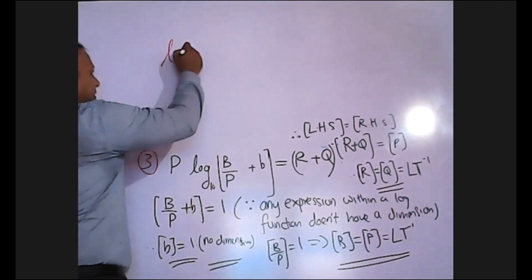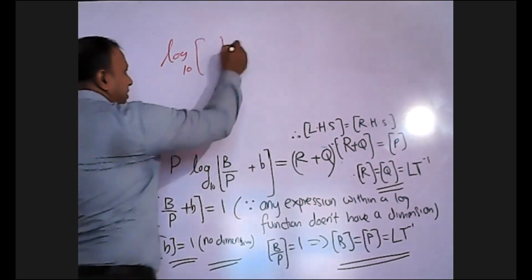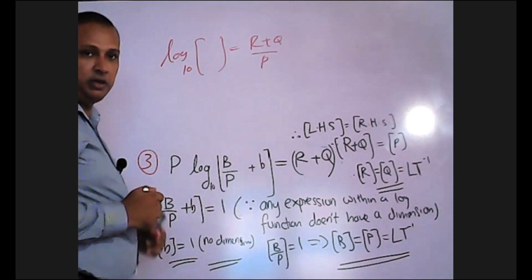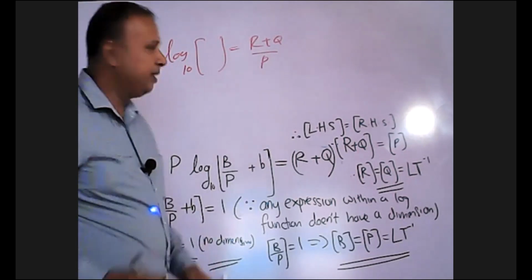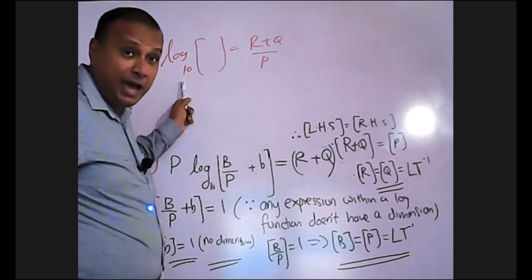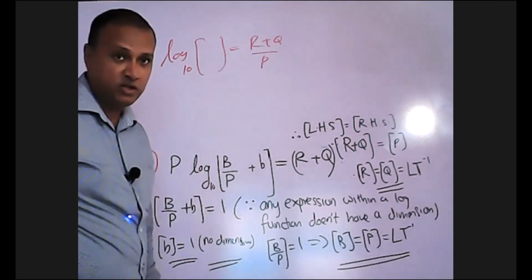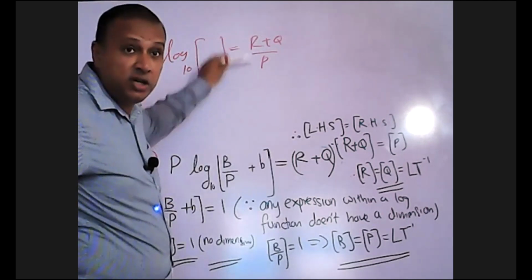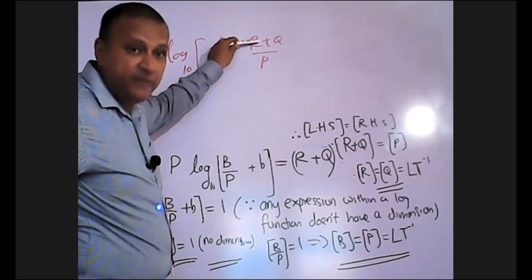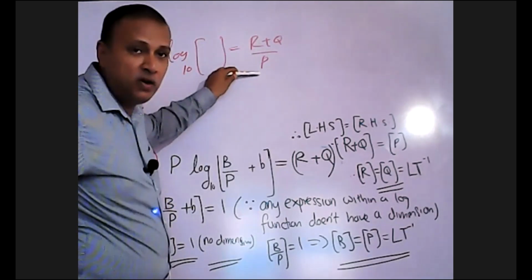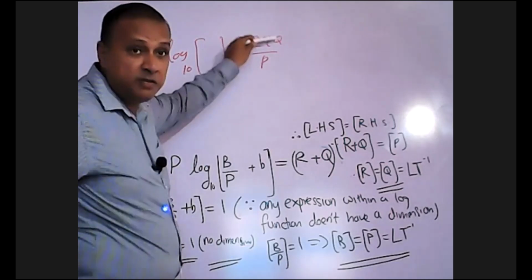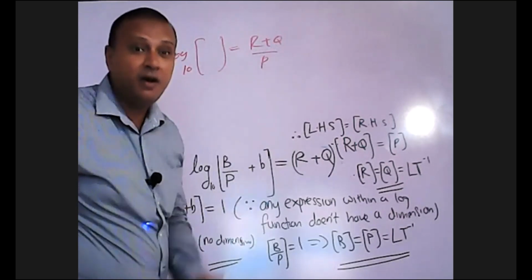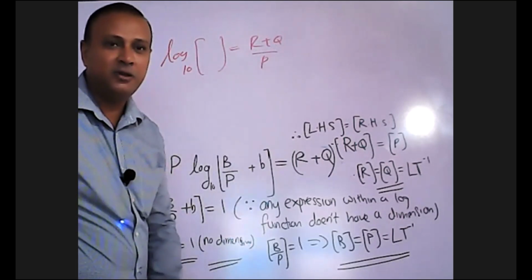Therefore, log 10 to the power, this one is equal to r plus q over p. Now you have subjected the logarithm function, then you can do that. Look at this. In this fraction, the numerator is also a velocity and the denominator is also a velocity. Velocity to velocity, ms^-1 to ms^-1 will be cancelled out. The fraction will be a number only.